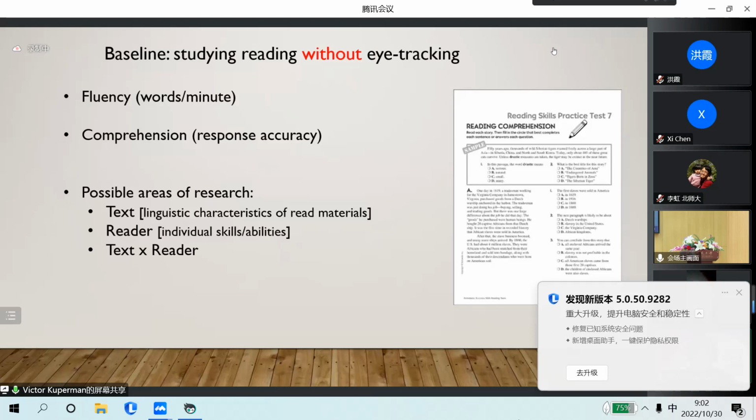So even from this basic test, we could study properties of text, we could study properties of the reader, and of course, the interaction between the two, how different categories or groups of readers read specific types of texts.